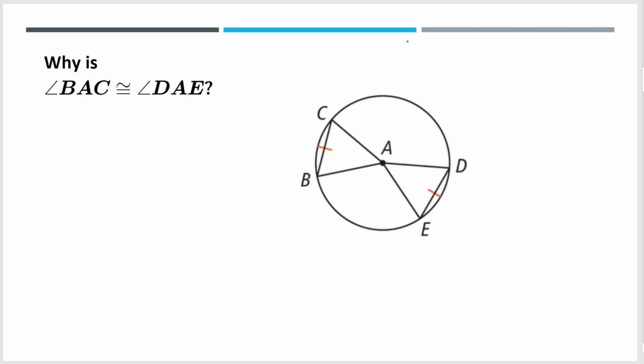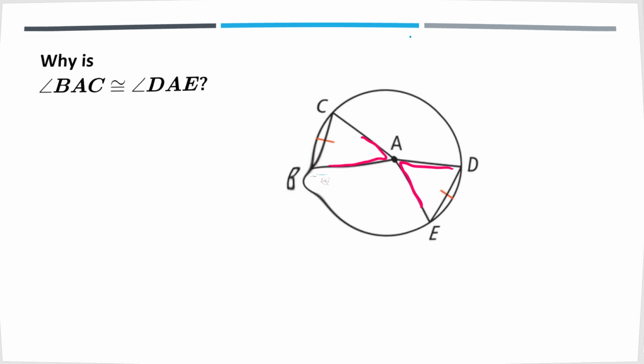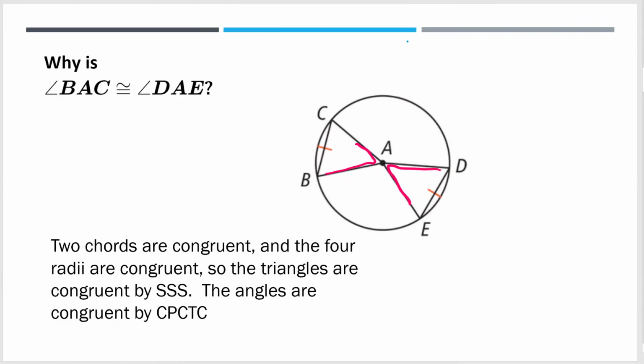Why don't you try this one? So take a look at the diagram on the right, and the question is asking why angle BAC and angle DAE are congruent. So pause, and then I will show the answer. The 2 chords are congruent, that's given in the question. Then we have the 4 radii that are congruent, so therefore the triangles are congruent by SSS, and the angles are congruent by CPCTC.